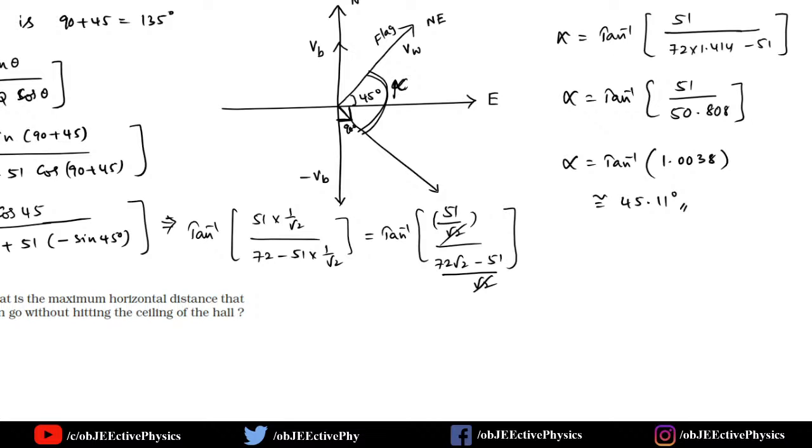So it means when the boat is at rest, the flag on the mast of the boat flutters in the northeast direction. When the boat starts moving with velocity VB, the flag flutters in a direction 45.11 degrees with northeast, or 0.11 degrees with the east direction.